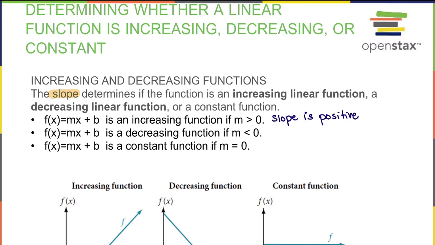If m is less than 0, or the slope is negative, that means that the linear function is decreasing. And if our slope is equal to 0, then it's going to be a constant function. And let me show you what each of those look like.